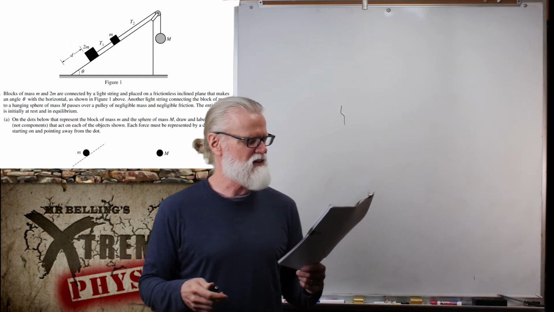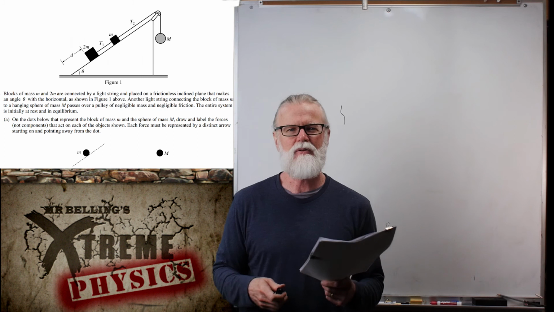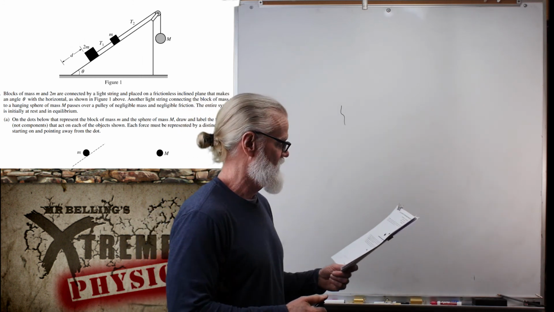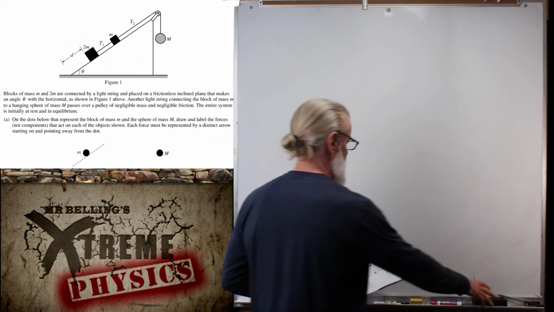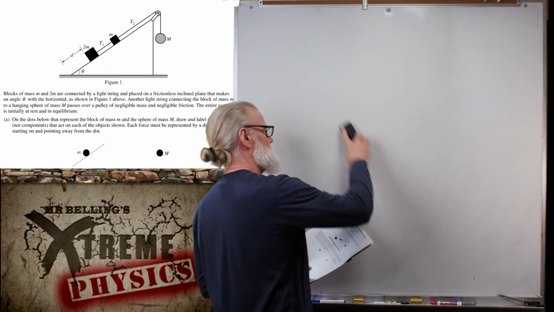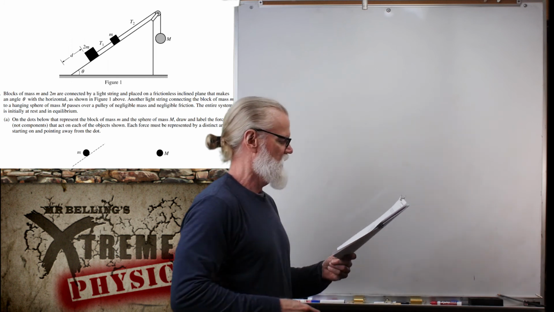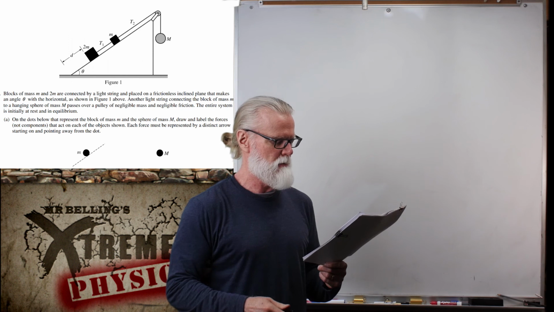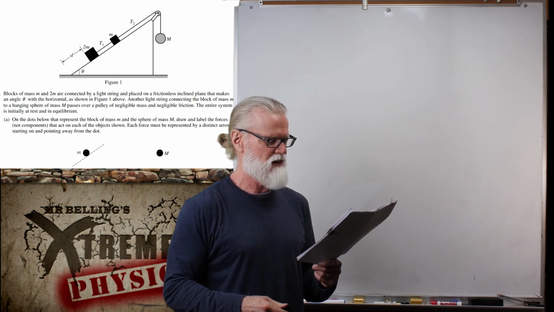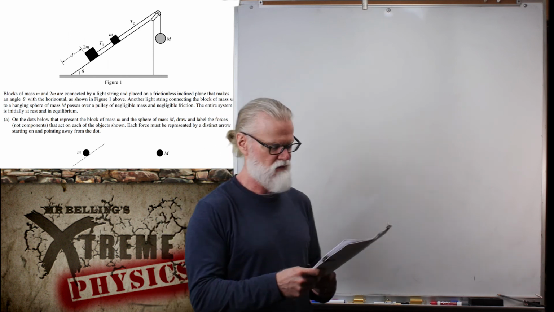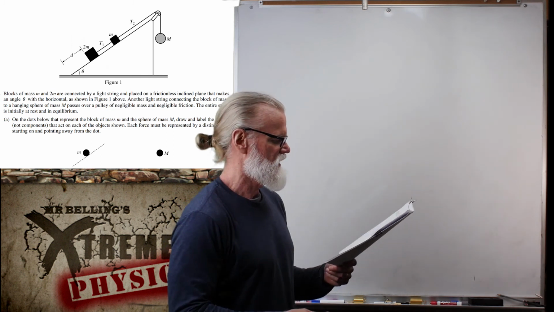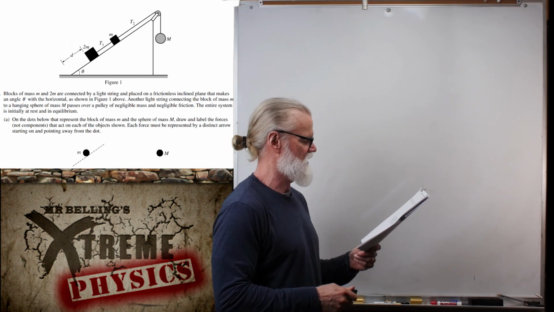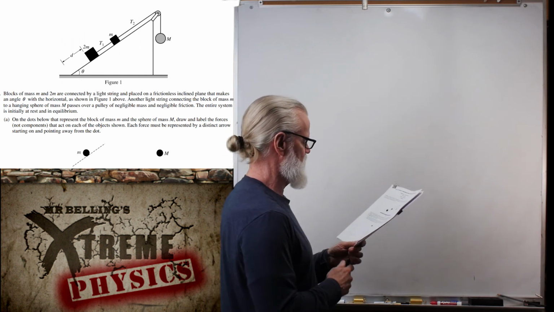The entire system is initially at rest and in equilibrium. All right, well, yeah, okay, it's at rest, so it's in equilibrium, sure. I don't know how you can be at rest and not be in equilibrium, but whatever. On the dots below that represent the block mass M and sphere mass capital M, draw and label the forces, not the components, that act on each of the objects shown. Each force must be represented by a distinct arrow starting on and pointing away from the dot.